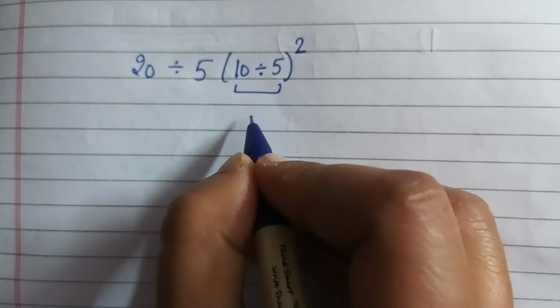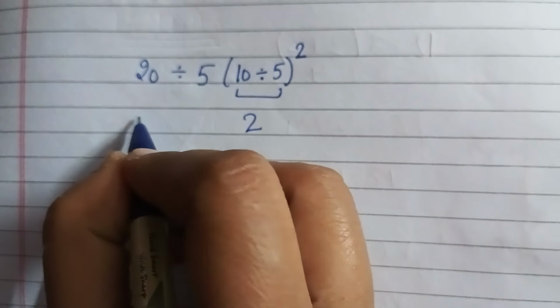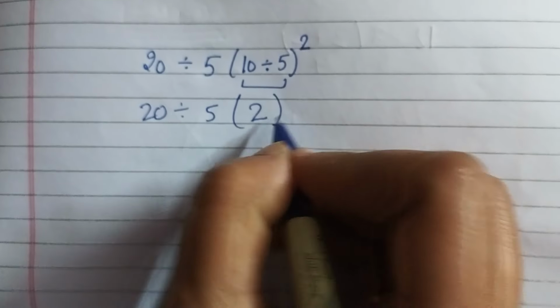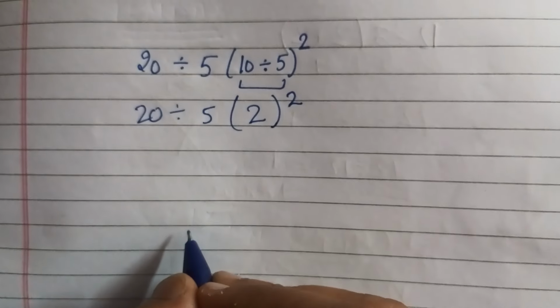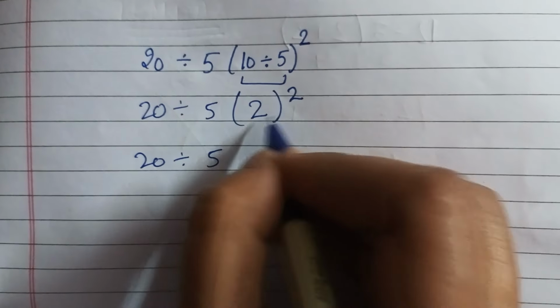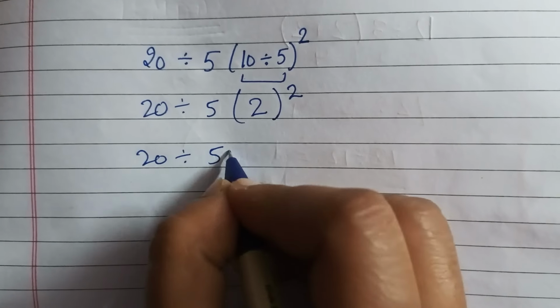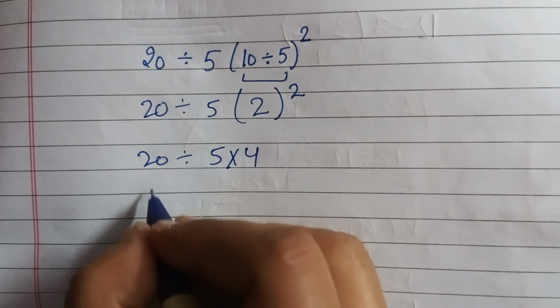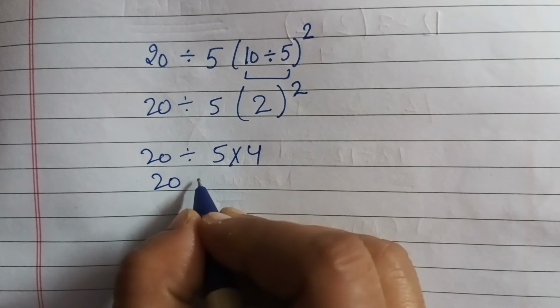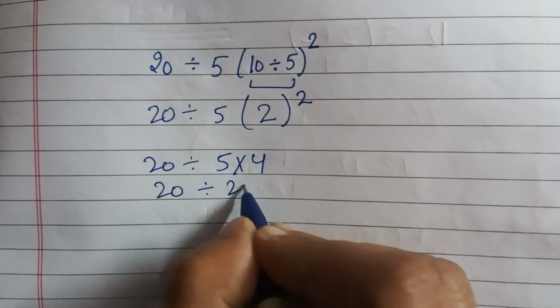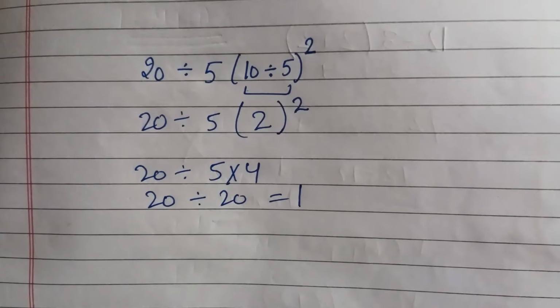So 10 divided by 5 is 2. So we'll write 20 divided by 5 and 2 square. So 20 divided by 5 and square of 2 is 4. 20 divided by 5 times 4 is 20, which means 1.